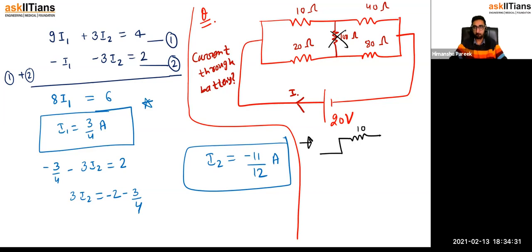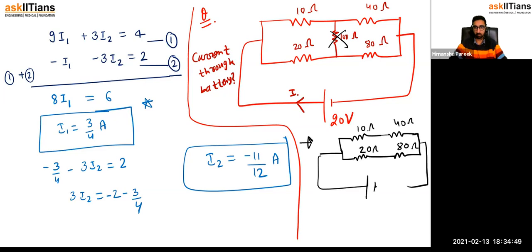10, 40, 20, and 80. These are ohm resistances. 20 volt. Why did I remove the middle branch? Because across the middle branch, current would be 0, means the potential V is equal to IR, V is equal to 0. So no need to worry about that branch. Just remove it from there.